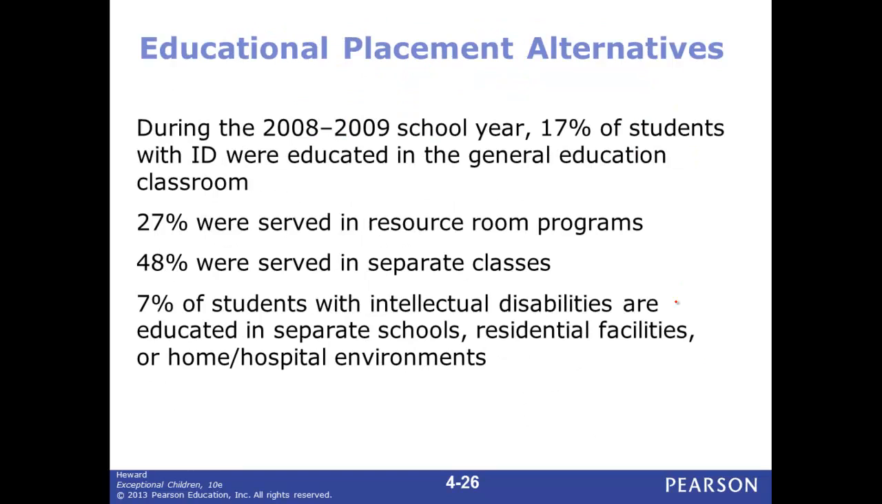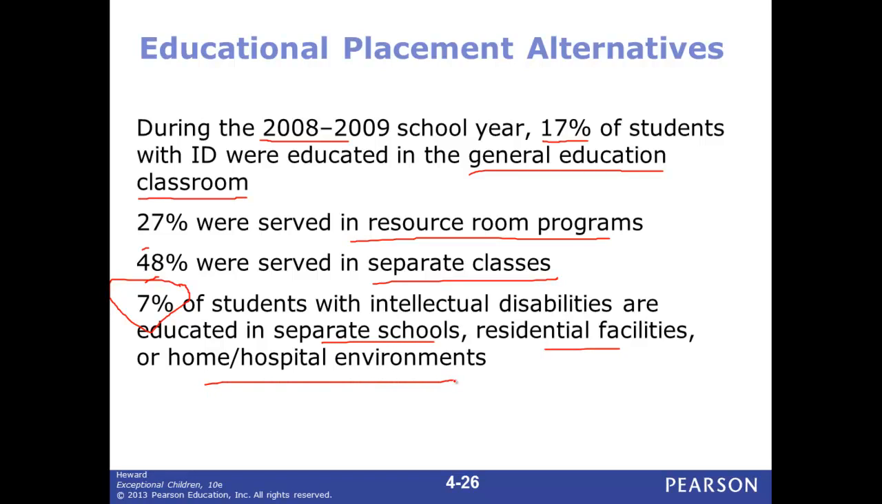Then placement alternatives. You know this too, and it's a little bit dated here, but in '08, 17% were educated in the general ed classroom. Do you remember we talked about learning disabilities? It's much, much higher there. 27% were in the resource room, 48% in a separate or self-contained classroom, and then 7% are educated in separate schools, residential facilities, or home or hospital environments. So a low percentage are in the regular classroom compared to mild disabilities. The biggest group are just in a separate classroom. We call them self-contained, meaning their peers become just those kids in there.